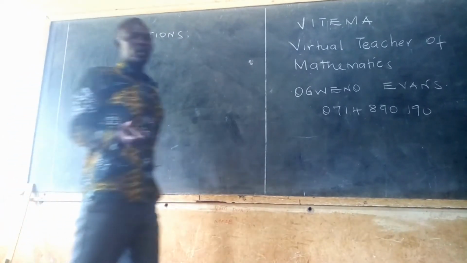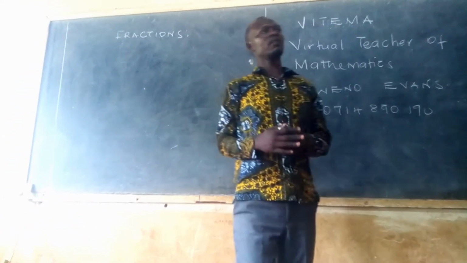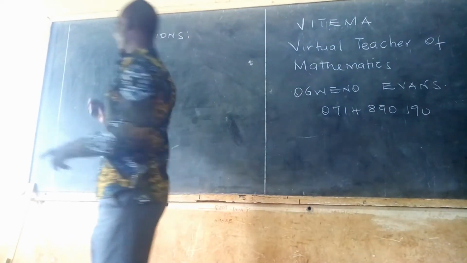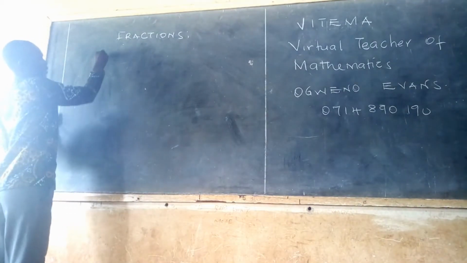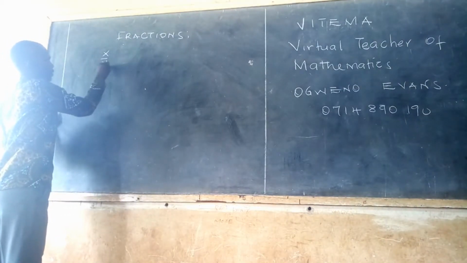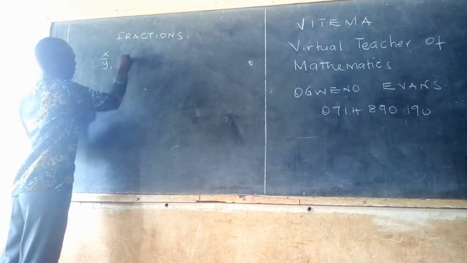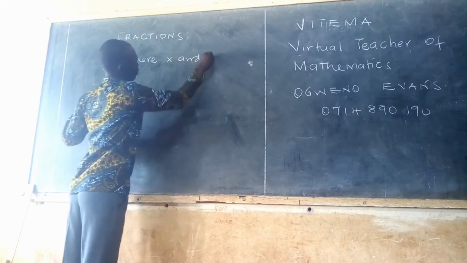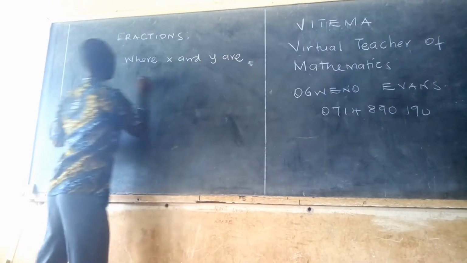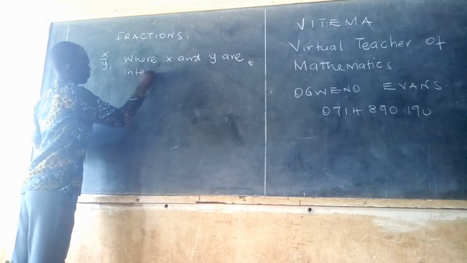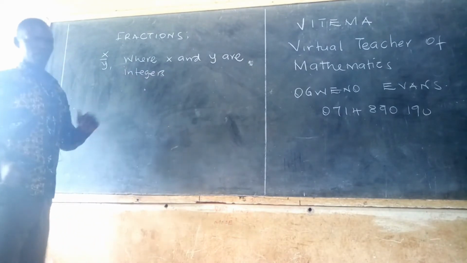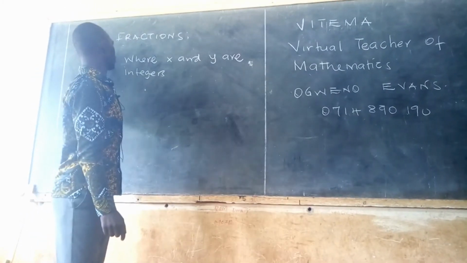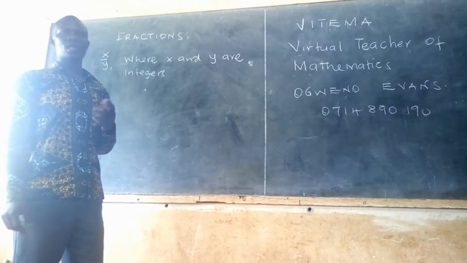There are many ways of looking at fractions, but one of the definitions we use at secondary school level is: a fraction is any number that can be expressed in the form of x over y, where x and y are integers. What does it mean?